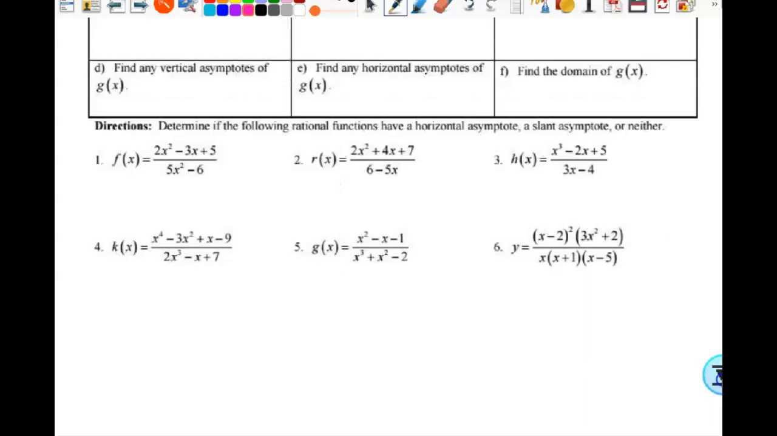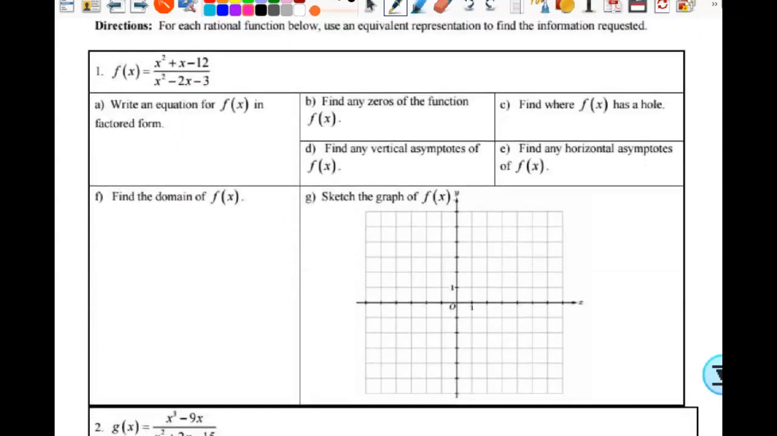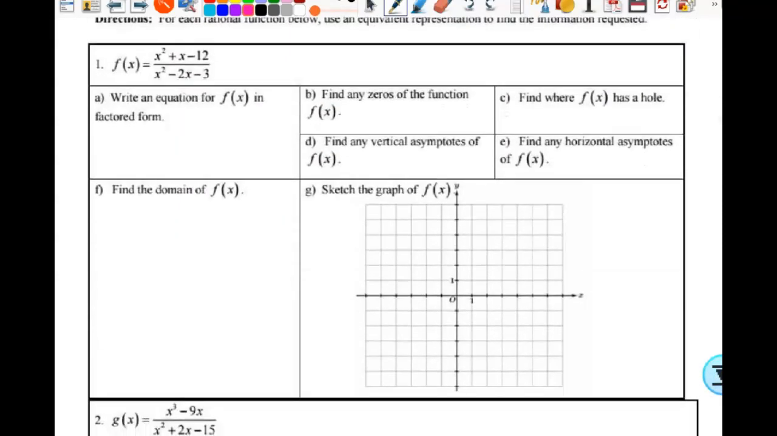Now, at the beginning of this, it's asking you for all these things, very similar to what we did yesterday, and you're going to have to sketch it. Now, it's not as vague as what we just did. It's more like yesterday where we actually had zeros and we actually had that stuff.